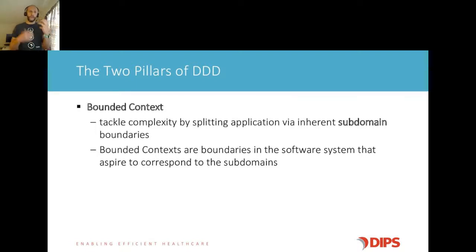So bounded contexts are boundaries in the software system that aspire to correspond to subdomains. You will probably, or most certainly, never get to align them one-to-one, but trying to align them really helps in achieving low coupling in your application. The reason it's difficult to align them is that subdomain boundaries in the domain turn out to be kind of blurry.